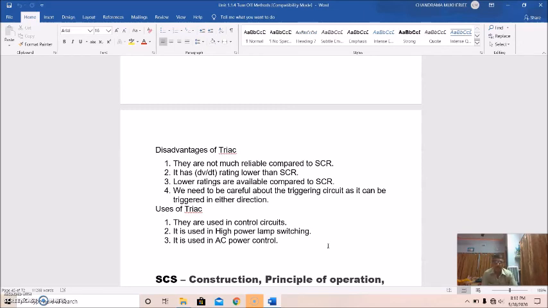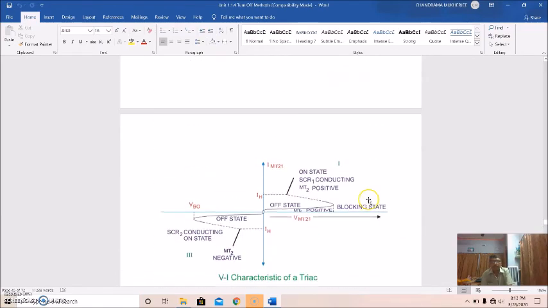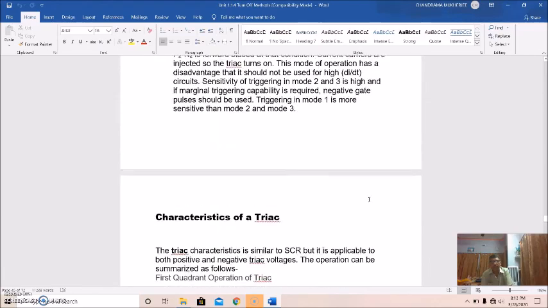And uses of the TRIAC: they are used in control circuits. It is used in high power lamp switching. It is used in AC power control, etc. So that's all about our TRIAC.